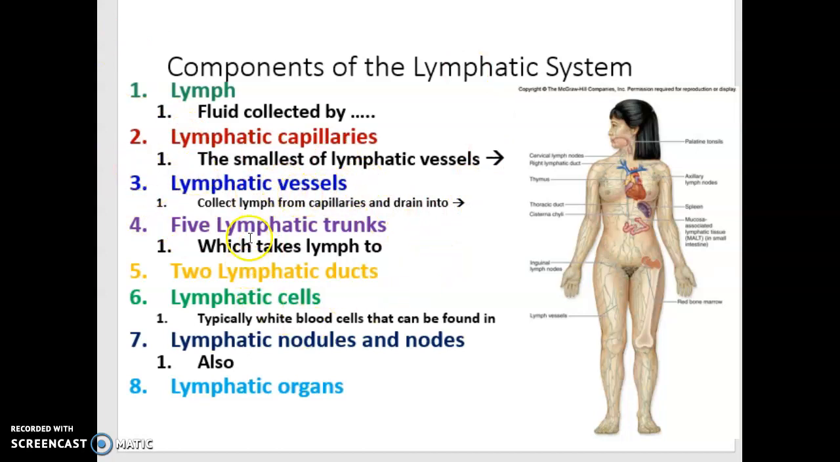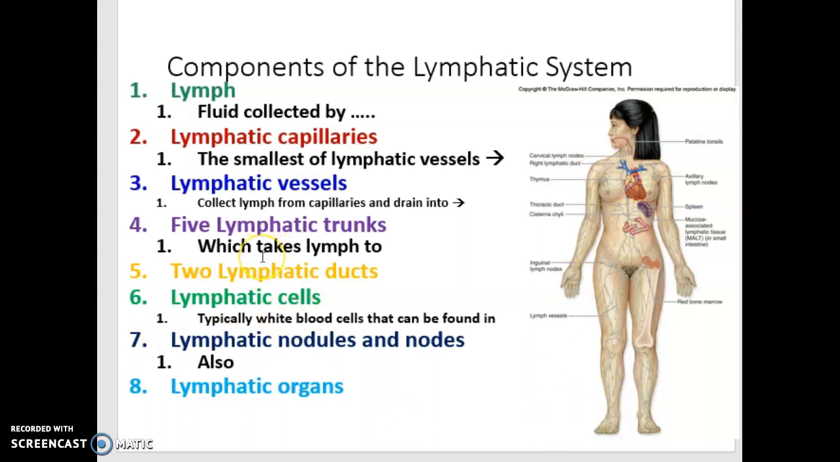And they are going to drain into the 5 lymphatic trunks. Those trunks are the lumbar. A lot of people get this wrong. They want femoral or inguinal. It's lumbar because the trunks are actually up here. We have the intestinal in the abdominal region. We have the subclavian here. We have the jugular. And we have the bronchiomediastinal draining the thoracic cavity.